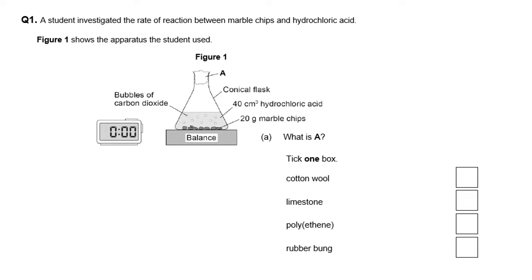So what is A? We've done this experiment in the classroom. So what did we put on the top of the conical flask? Did we put cotton wool, limestone, polyethylene, or a rubber bung?